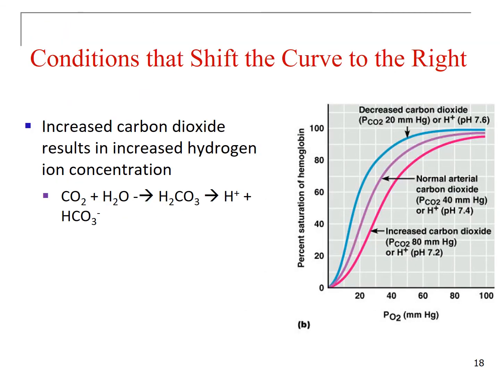Now let's take a look at what happens. This is basically the same thing, that an increased carbon dioxide results in increased hydrogen ion concentration. And the equation is the reason why. When you combine CO2 and H2O, it's going to make carbonic acid, and that is going to decrease the pH. That's the reason why increased CO2 means a decreased pH. That decreased pH will cause hemoglobin to fold differently.